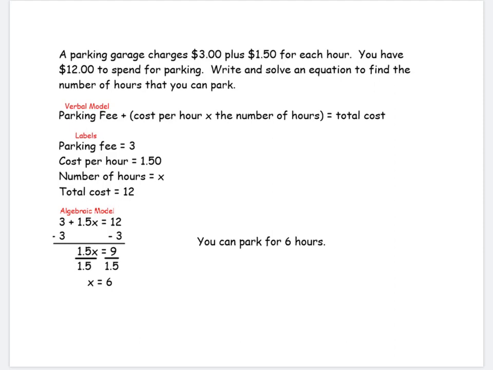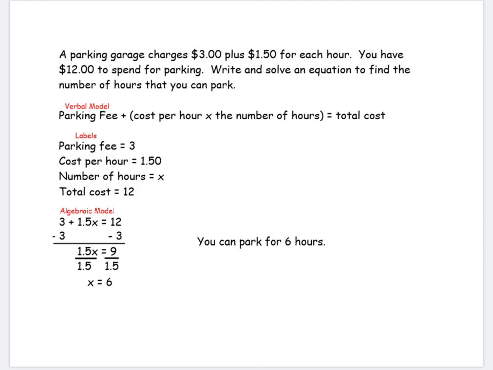Then the labels. Labels are what all of those things in that verbal model stand for. So the parking fee is $3. The cost per hour is $1.50. The number of hours is x because that is what we don't know. That is what we're trying to find, how many hours we can park there. And the total cost is 12. So the algebraic model is the equation. So I would have 3 plus 1.50 times x equals 12.